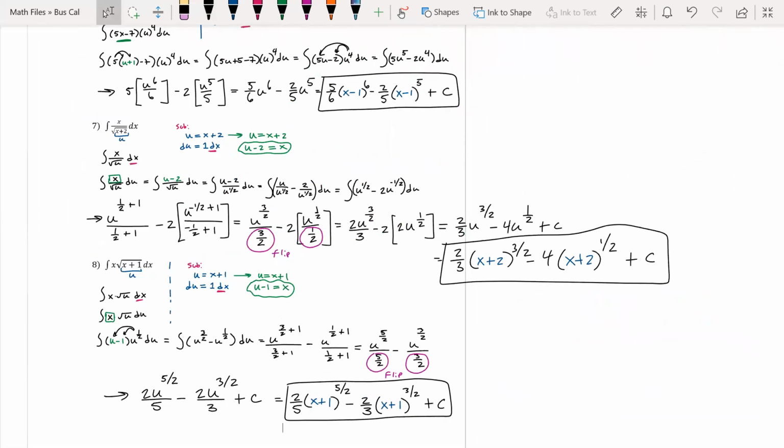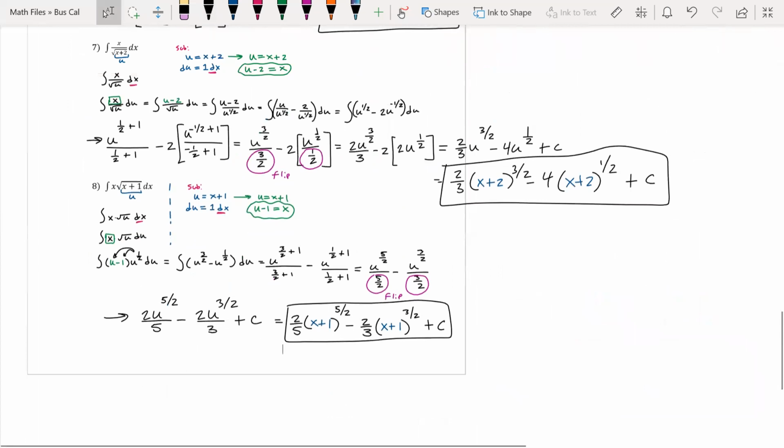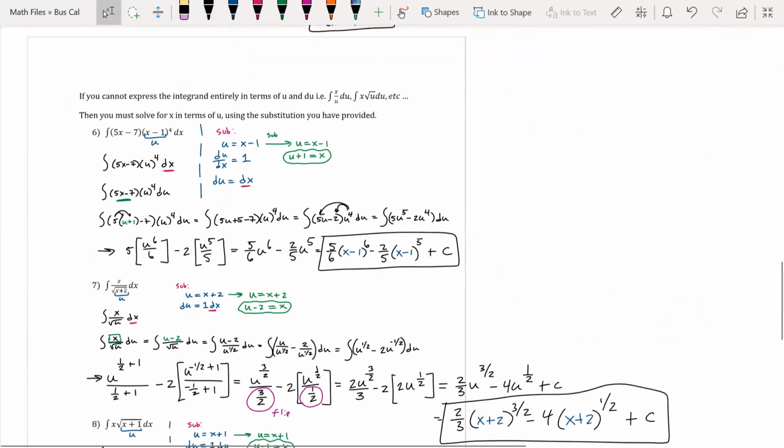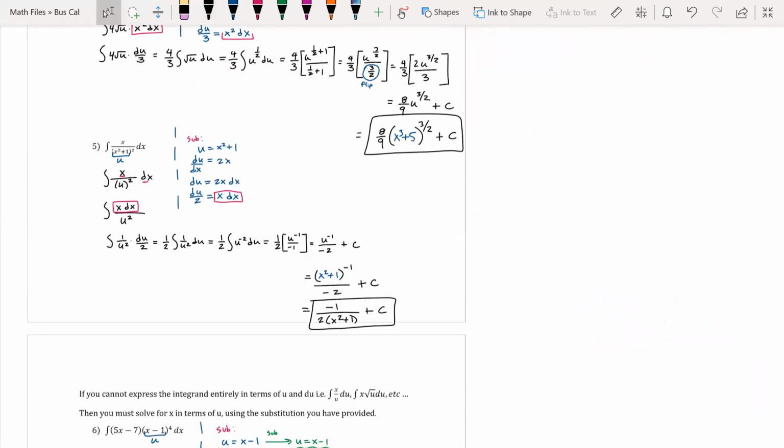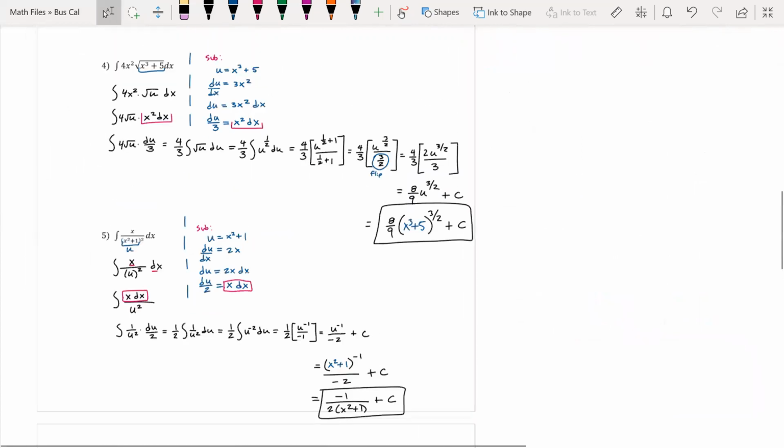So that last page gets a little crazy. All right, but we are done. Those are integrals by substitution. So if you got questions, stick around.